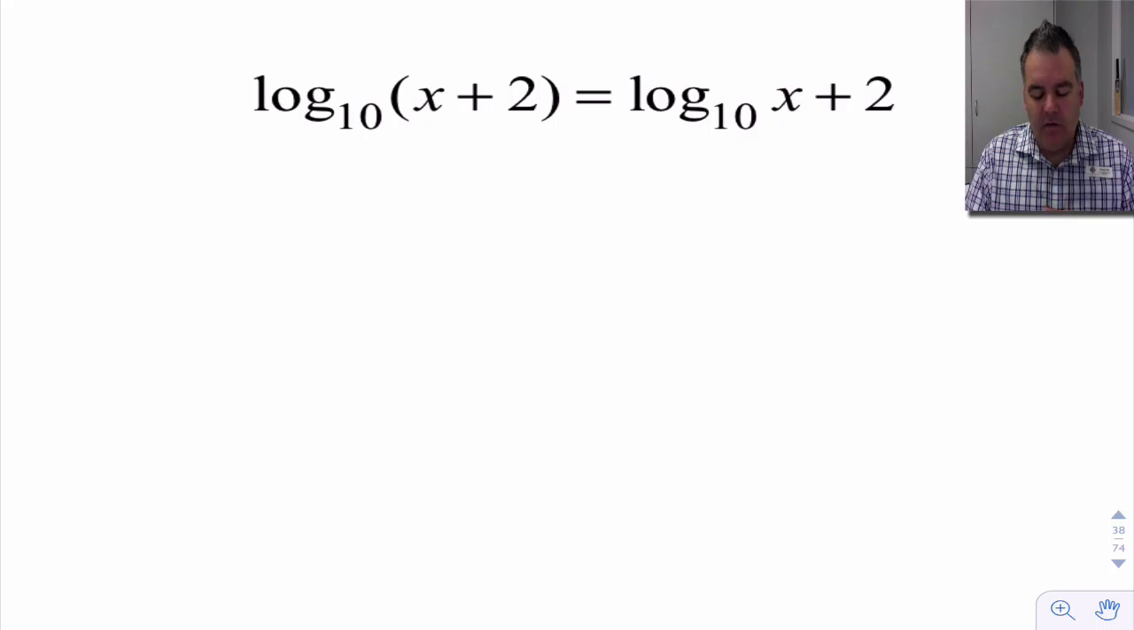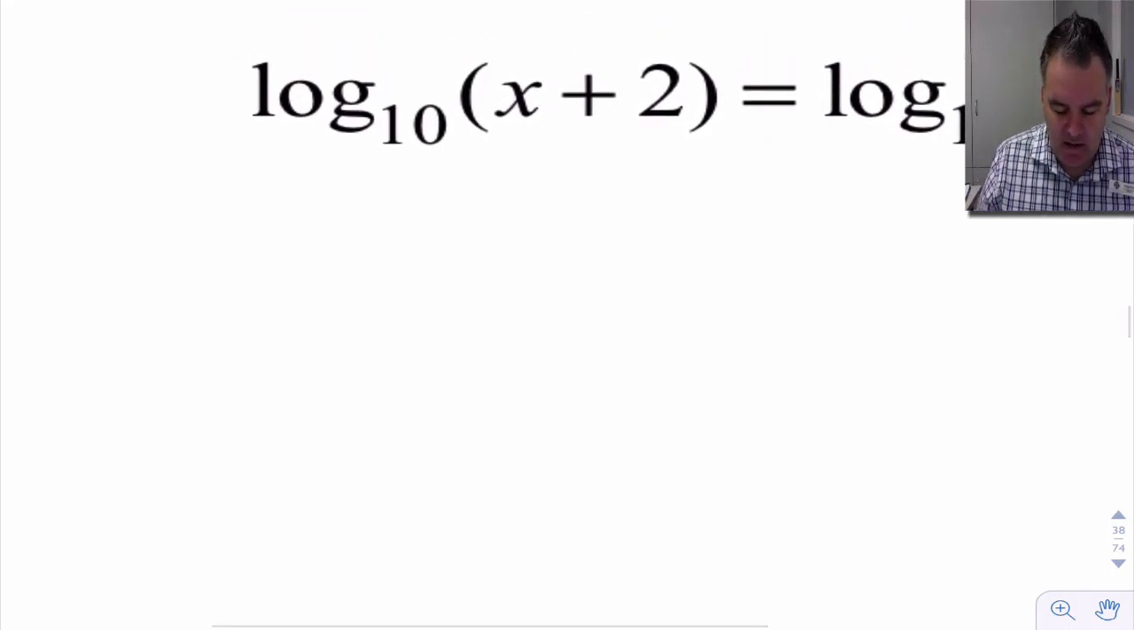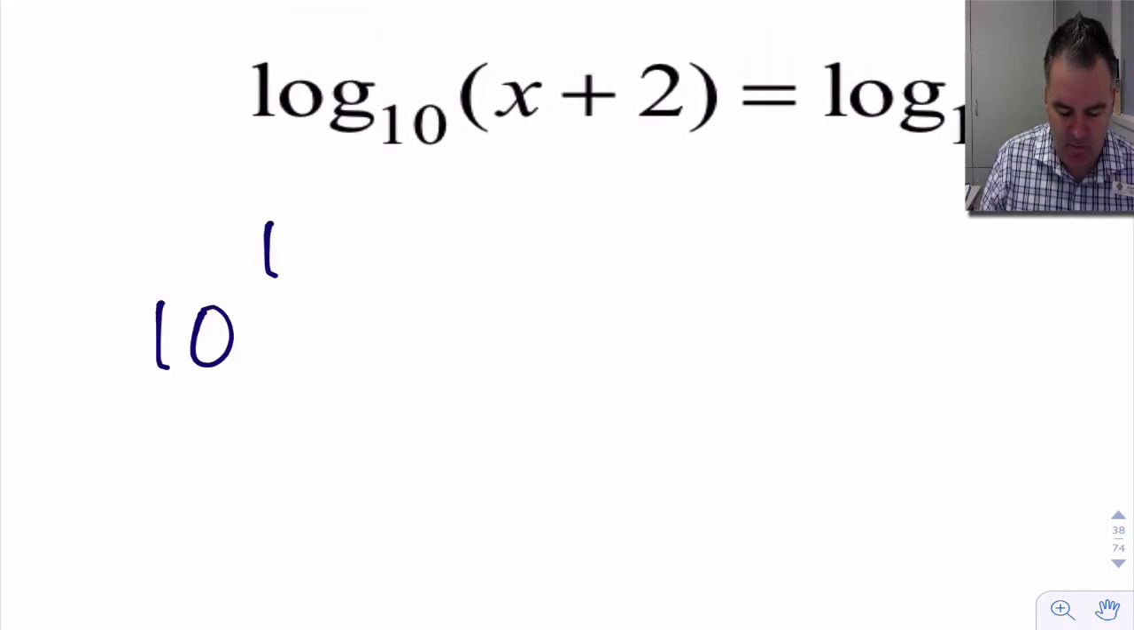The inverse function for log base 10 is 10 to the power of. That's the thing that undoes the logarithm function. So what I'm going to do here is go 10 to the power of both sides. And that's going to undo it. So 10 to the power of log base 10 of (x plus 2).